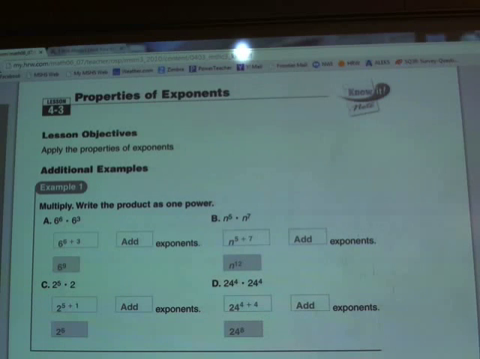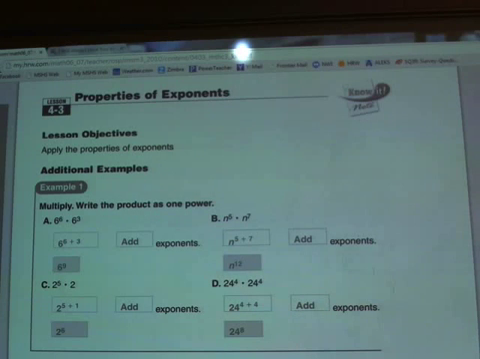Chapter 4, Section 3 is entitled Properties of Exponents. We're going to look at using exponents in different situations, outside of them being isolated, or zero exponents, or just negative exponents, or in an order of operations type question. We're actually going to be looking at using them in other situations.